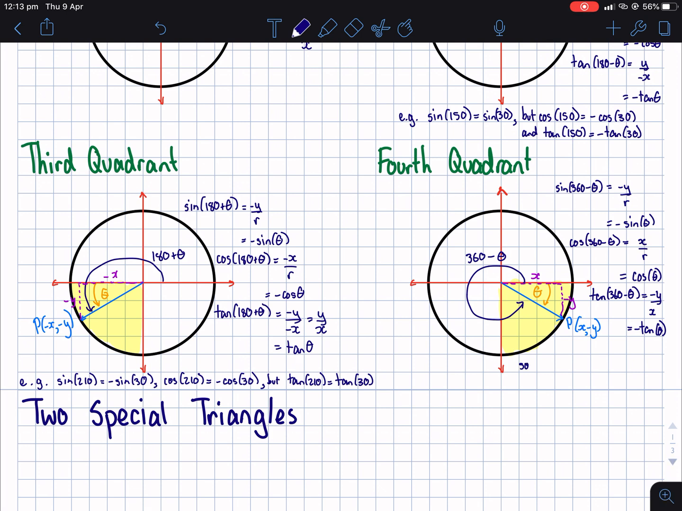So, for example, sine 330, well, that's going to be negative sine 30. Cos 330 equals positive cos 30, while tan 330 is negative again.